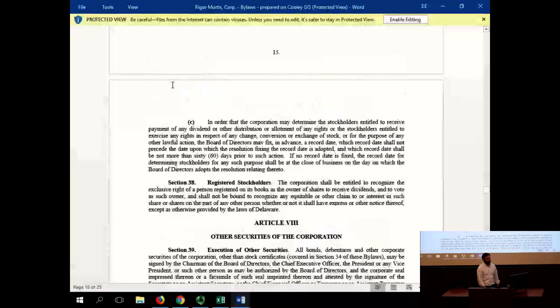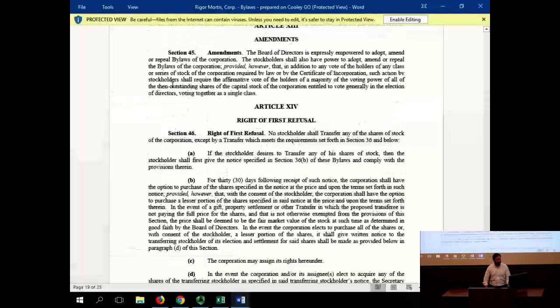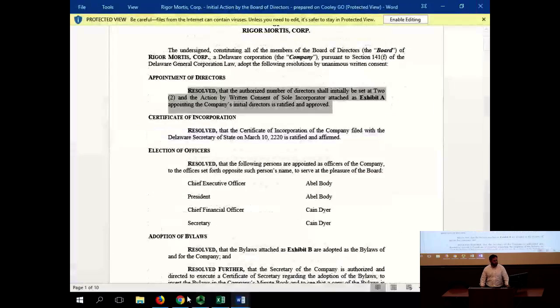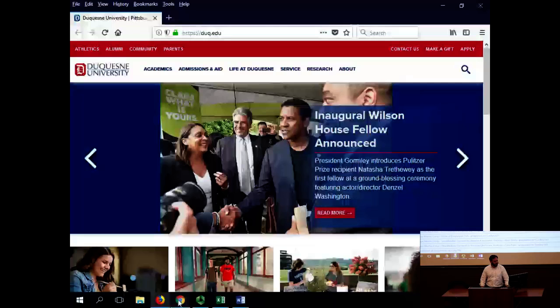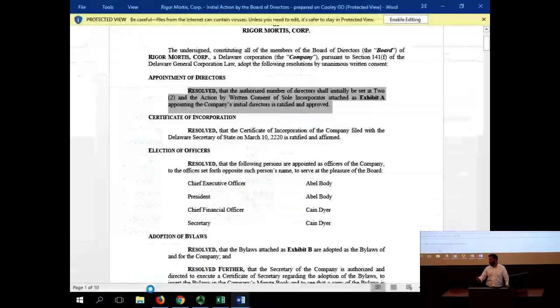Issuing stock, dividends, indemnification. Okay. In the interest of time, I want to show you just one last thing before we break, which is that stock certificate. Because there is that question about transferability.